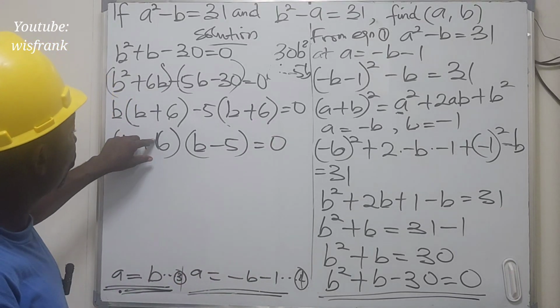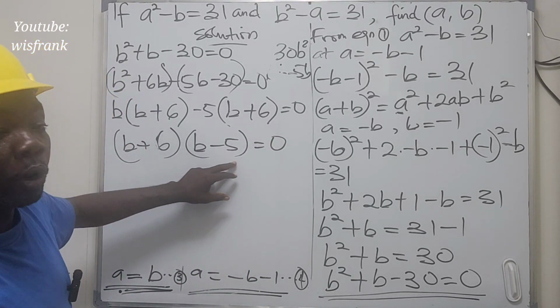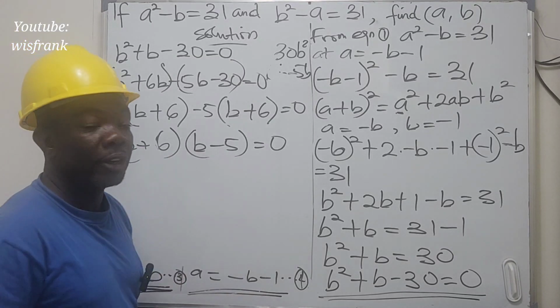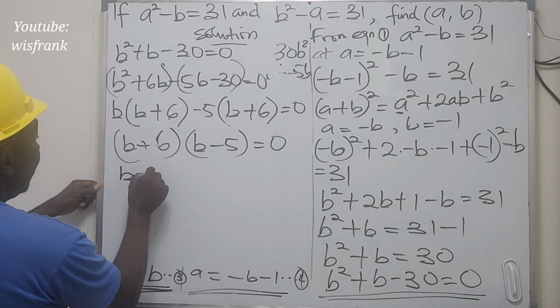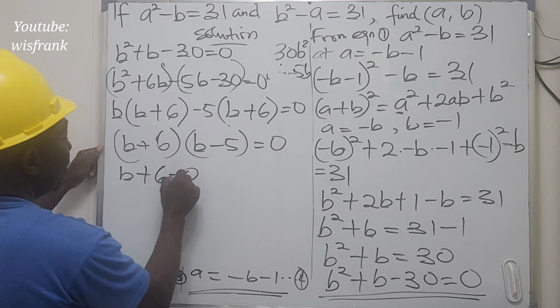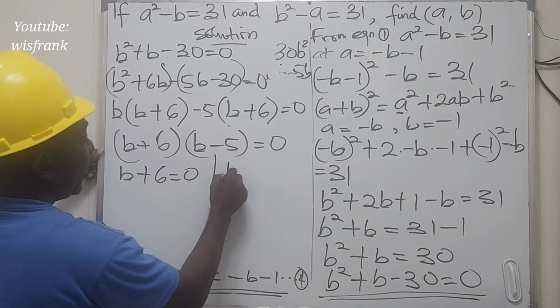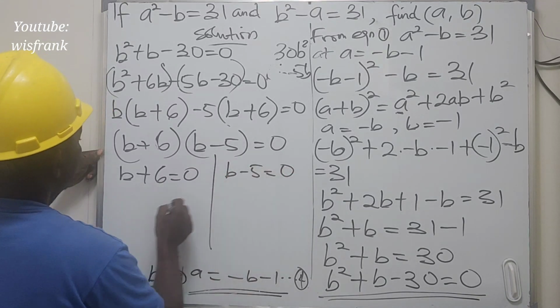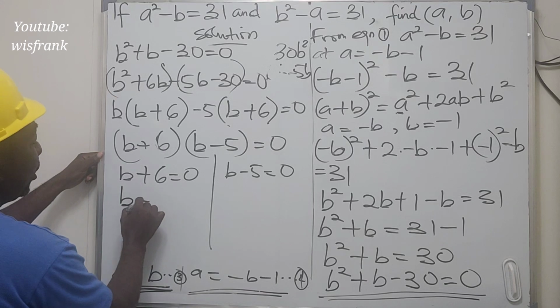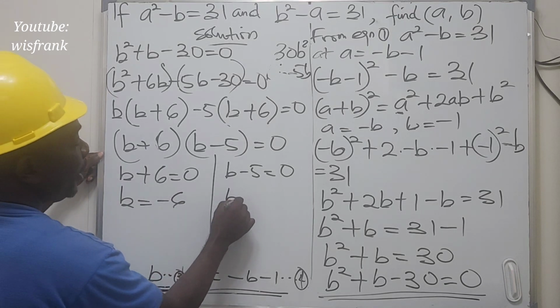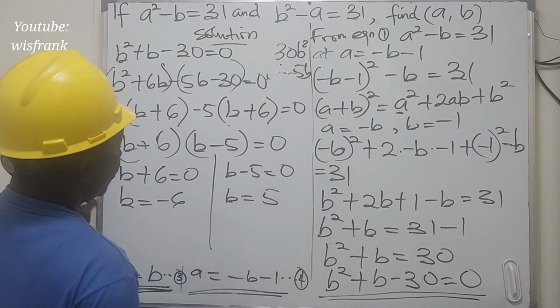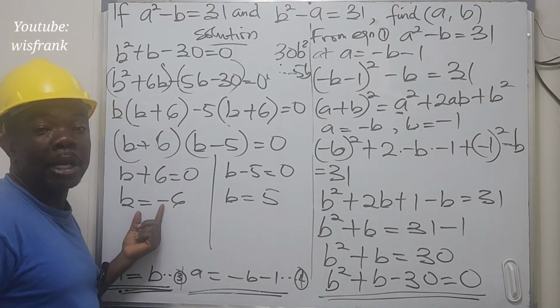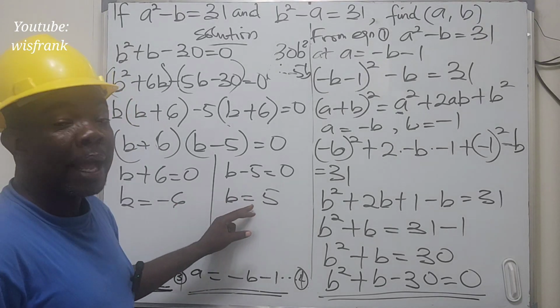It is either the first one equals to 0 or the second one equals to 0. Let's take one after the other. So we have here b plus 6 equals to 0. And also we have b minus 5 equals to 0. Therefore, value of b here equals to minus 6 and value of b here equals to 5. So we have the value of b as minus 6 and the value of b as 5.